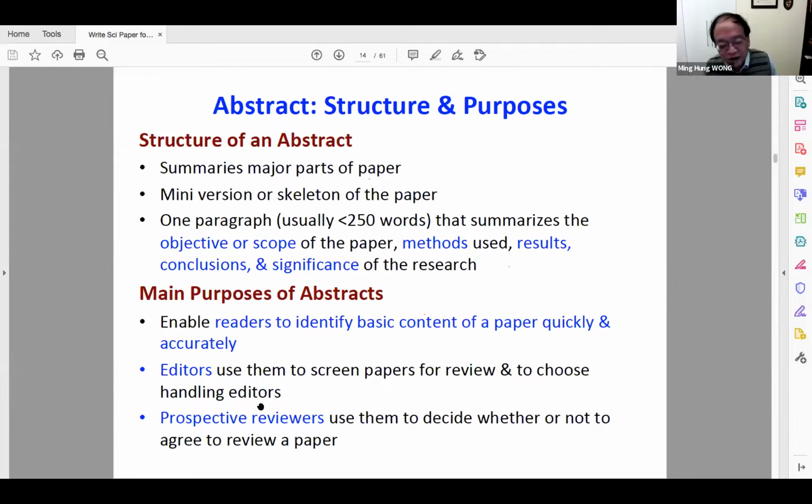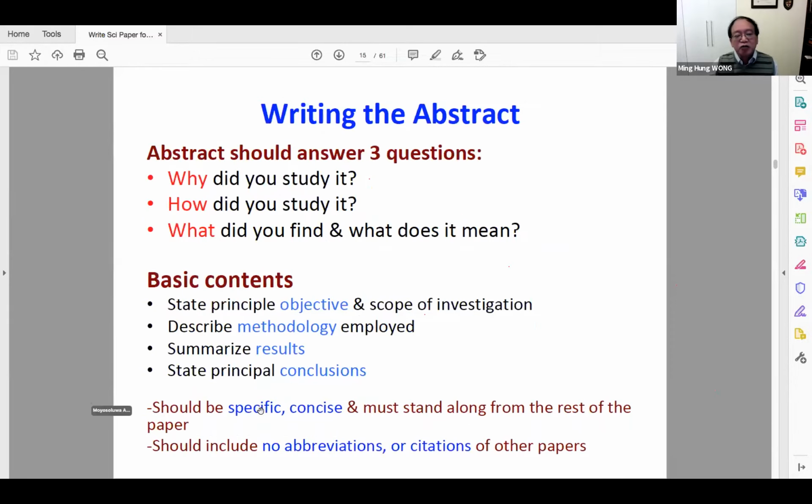I need to go a bit faster, I think. The abstract also serves the purpose of helping potential reviewers when they are asked to review the paper, and they will look at the abstract to see whether they are interested in the topic, whether they are competent in reviewing the paper. So in writing the abstract, I think we should answer these questions: Why did you study it? How did you study it? What did you find? And what does it mean?